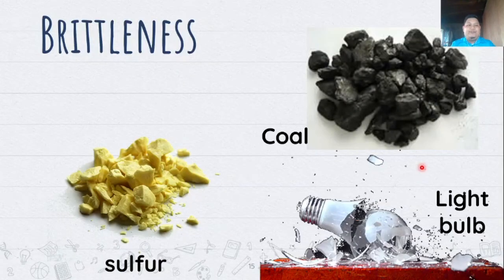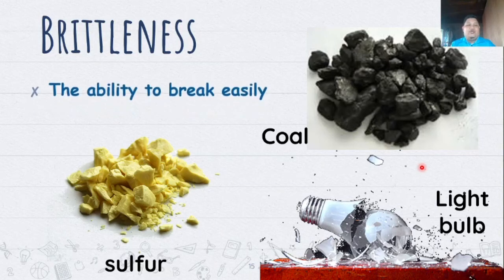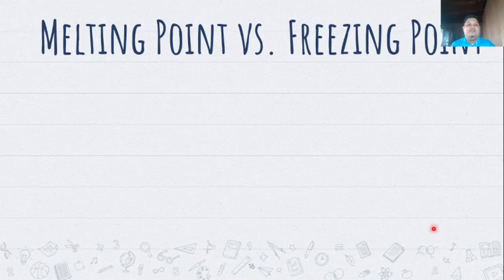Another property of matter is brittleness. This is the ability to break easily. Whenever a particular material is brittle, it is capable of being broken down easily. Some examples of brittle materials are sulfur, coal, and light bulb. If it is not capable of being broken down easily, it is not brittle. But if it is capable of being broken down easily, it is brittle. That ability is what we call brittleness.